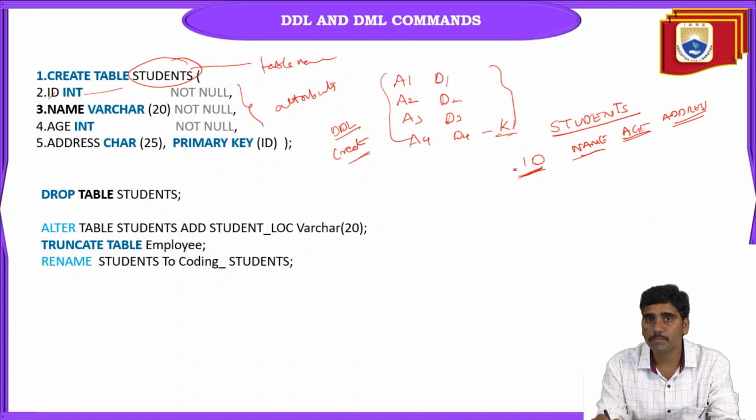And here ID is the primary key attribute. ID is the primary key attribute. And name, age, address are non-prime attributes.